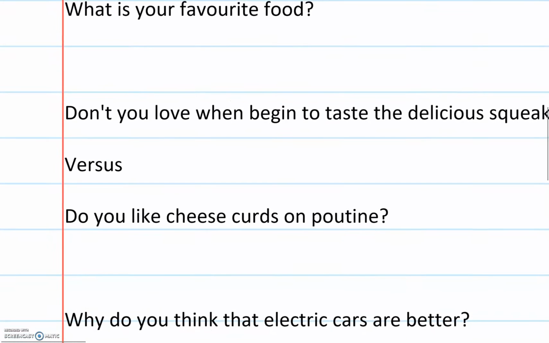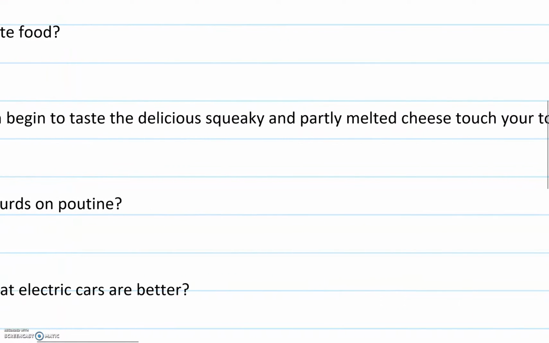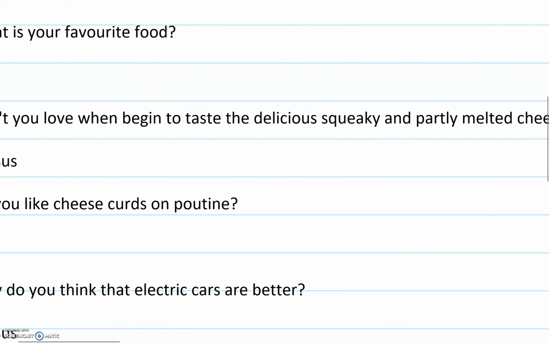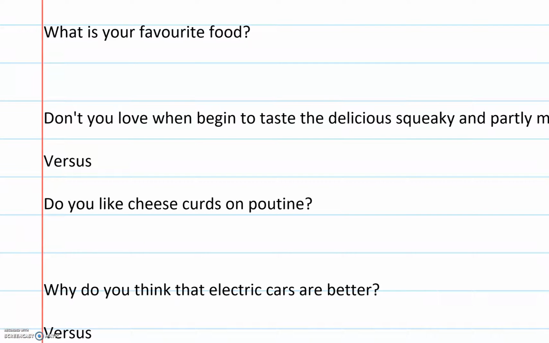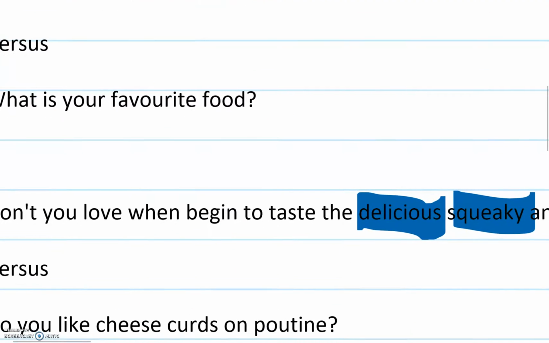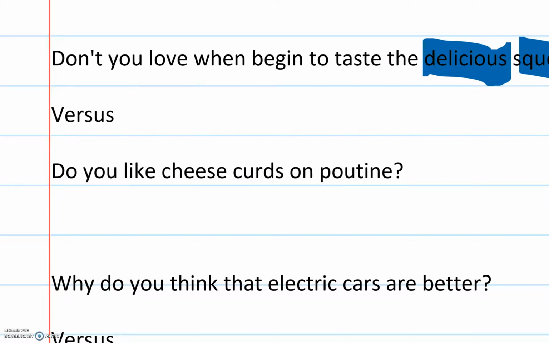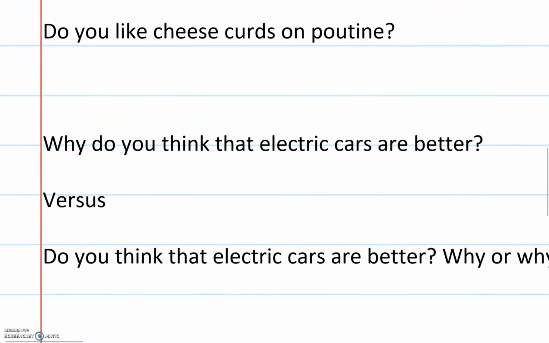Going down here to our next question. Don't you love when you begin to taste the squeaky, delicious squeaky and partly melted cheese touching your tongue? So that's a pretty biased question. See how it says things like delicious, and squeaky, partly melted cheese. Oh man, I love that stuff. Versus a better question would be, do you like to have cheese curds on poutine? Because you can get other types of poutine, but do you like to have cheese curds on poutine? It's a little bit better question.